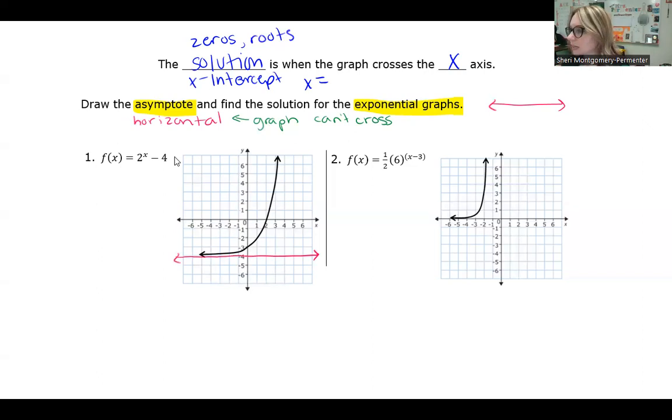The asymptote is not the answer. The question asks you to find a solution. So the solution is where the graph crosses what? X-axis. So for this problem, where does the graph cross the x-axis? Right there. That is your answer.